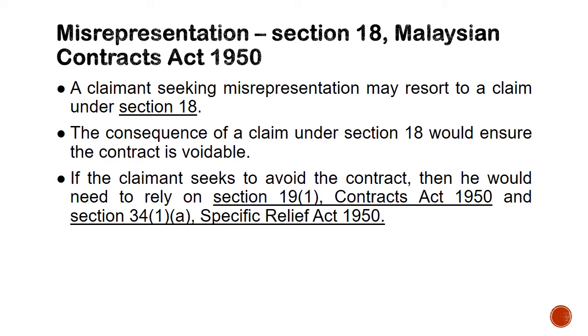Now we will look at misrepresentation under Section 18. The claimant seeking misrepresentation may resort to a claim under Section 18. Similarly to fraud, the contract is voidable, which means they have a choice: either make the contract void, or proceed and affirm the contract and proceed with remedies like damages and specific performance. Where you get specific performance, the provisions are the same as what we covered under fraud.